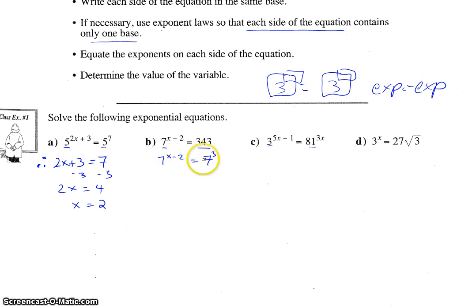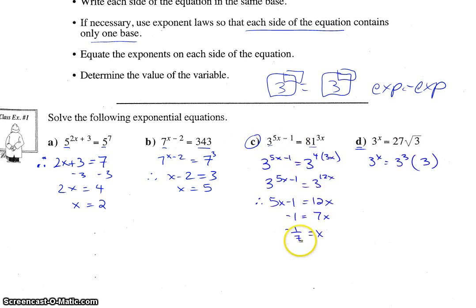Okay, base is the same, therefore x minus 2 would equal 3. Add 2 to both sides, and we get x equals 5. Woohoo! Okay, why don't you guys do the next, well, for sure do C, and give a try on D, and then we'll check back and see if we have the same answer. Okay, pause your video, please.